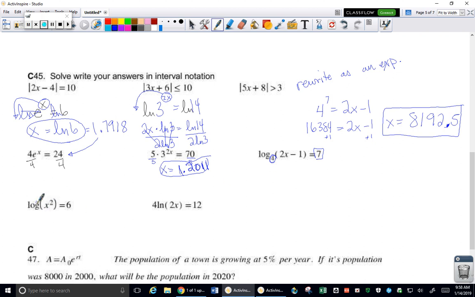Okay, so this next one, I also have log equals a number. And without any number down here, I'm supposed to remember that that's called a common log, which has a base of 10. So there's no base written, which means it's a common log, log base 10. So 10 to the 6th power equals x squared. I'm going to evaluate this and take the square root all at one time. The square root of 10 to the 6th power is 1,000, which makes sense, that's 10 cubed.